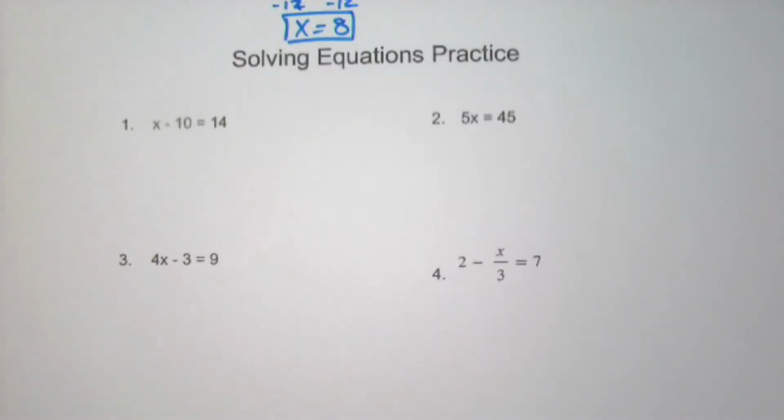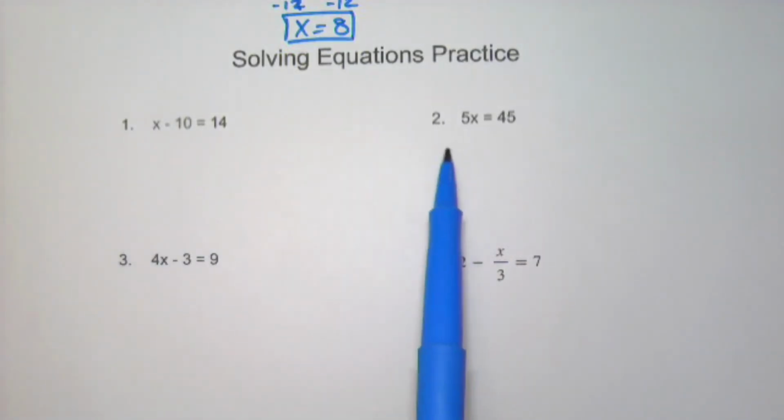Alrighty, so hopefully you gave these 4 a shot, and now we're going to work these out together. I'm going to let you know that numbers 1 and 2 are one-step equations. We can solve them in one step. And 3 and 4 are two-step equations. So that means number 1 and number 2 should be a little quicker.